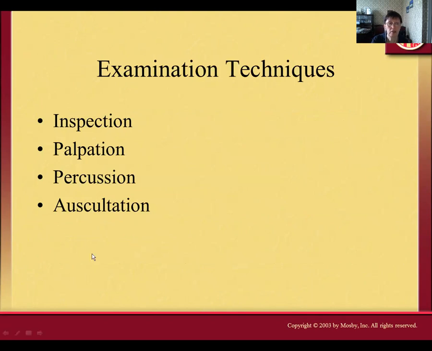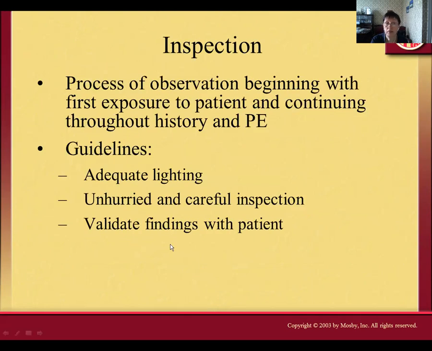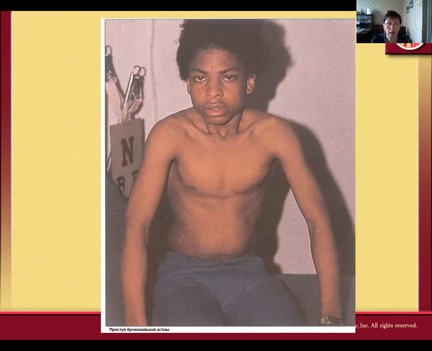So we see the list of main examination techniques. These are inspection, palpation, percussion, and auscultation. Inspection is the process of observation and begins with the first exposure of the patient and continues throughout history and PE, physical examination. So all the time you are communicating with patient, you also observe him or her by vision. For example, this is the patient with bronchial asthma, and he is sitting in a forced position.